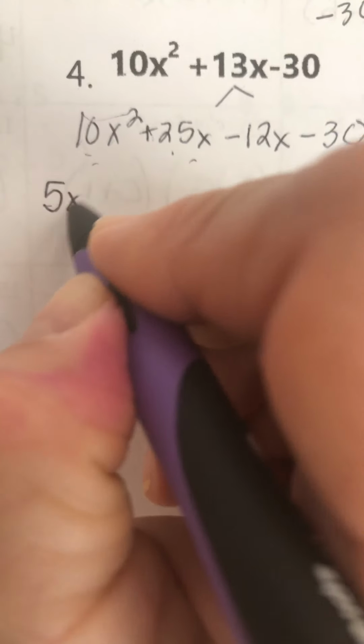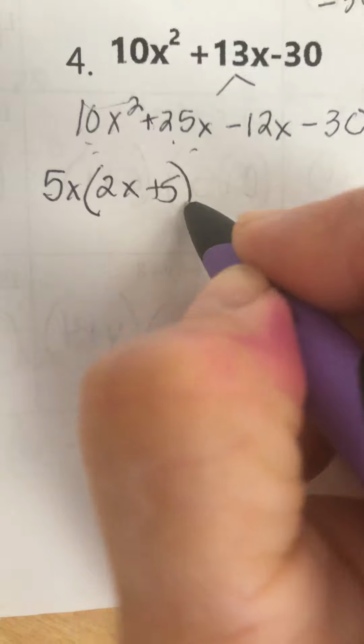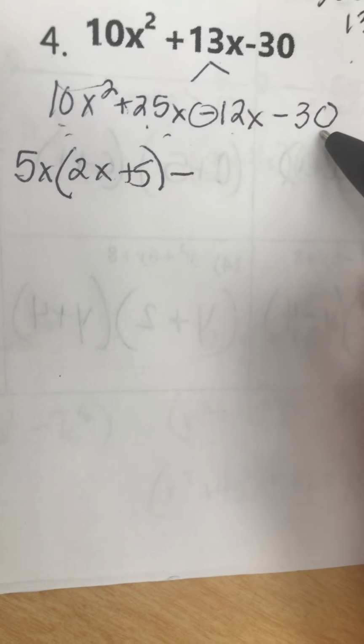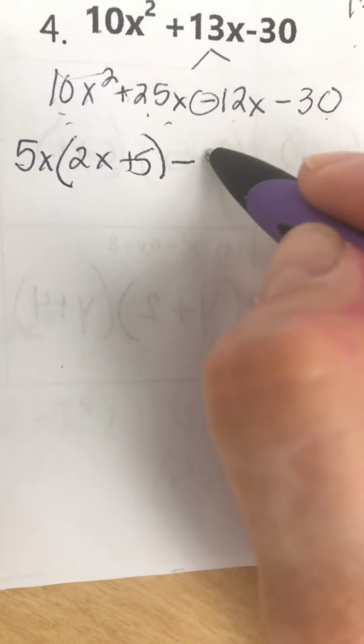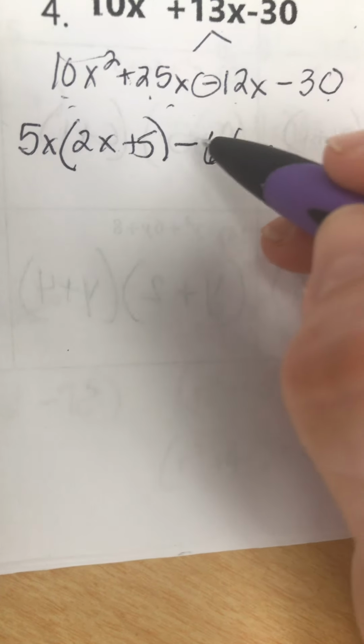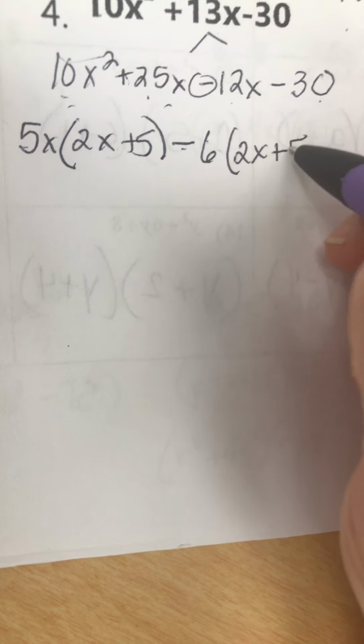It gives me a 5x. That's a 2x plus 5. Bring down this sign. Common GCF to these are 6. 6 goes in 2x. Negative 6 into this is still the positive, and that's a 5.